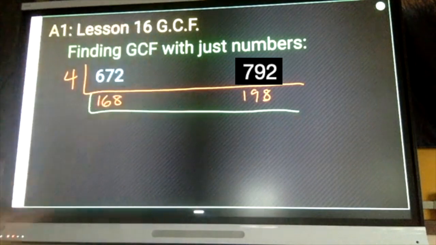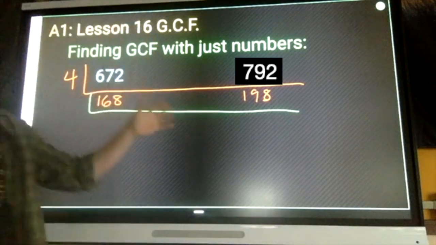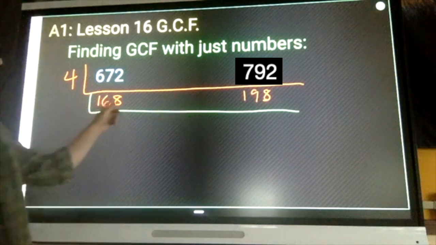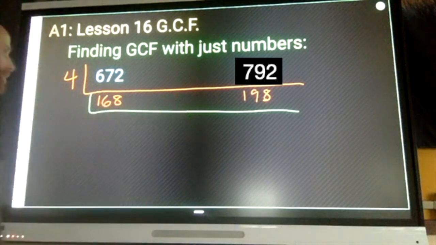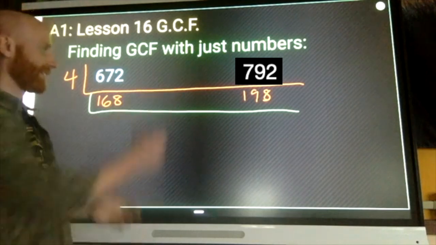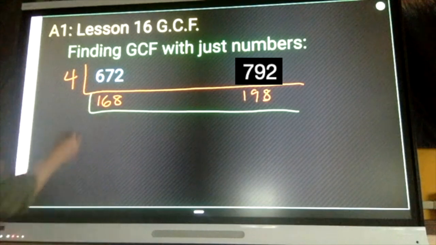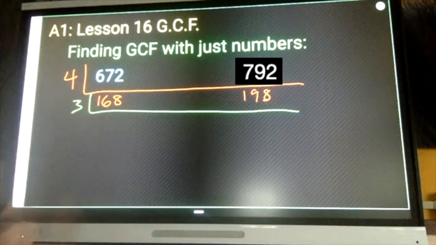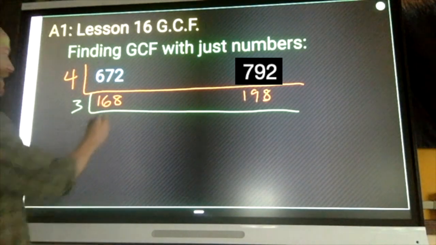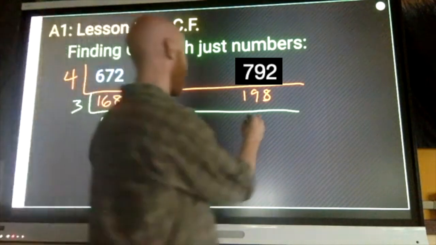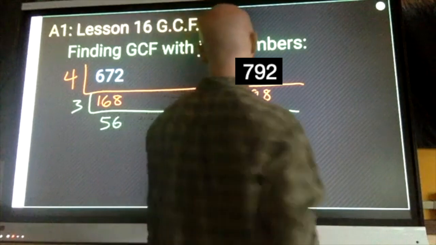What number was the biggest number? Because the bigger numbers that you pick, the faster this process will happen. Biggest number that you know that'll divide into both of those. I actually can't think of any huge numbers that will divide into both of them. We'll go with 3. All right, 3 goes into 168, 56 times, and it goes into 198, 66 times.